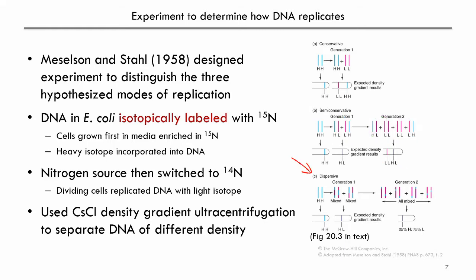In the dispersive DNA replication hypothesis, the heavy DNA will be diluted in each strand of double-stranded progeny, and the replicated DNA will become uniformly less dense with each generation.